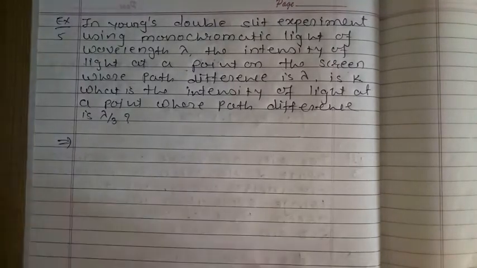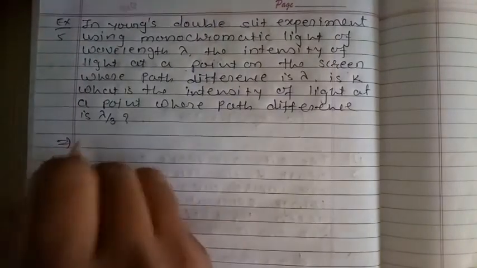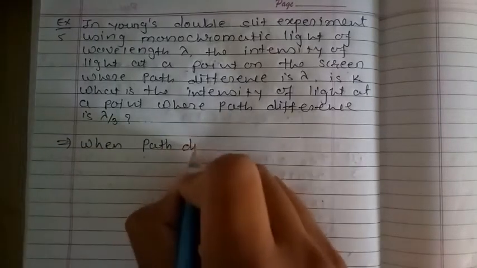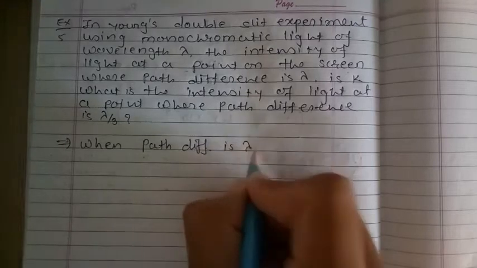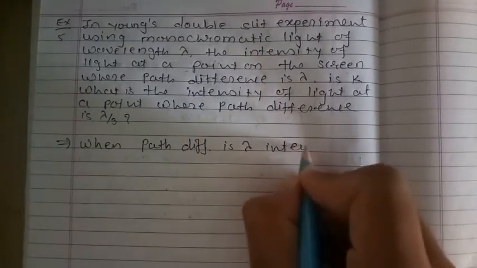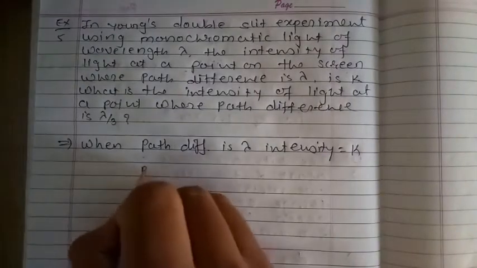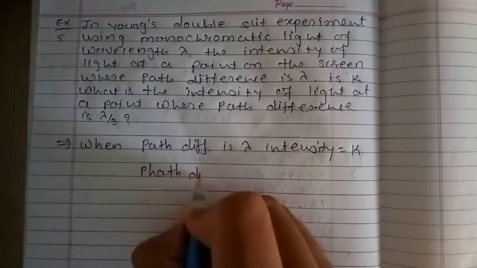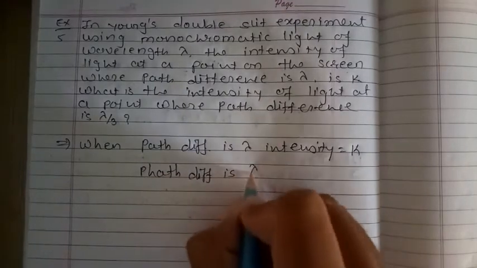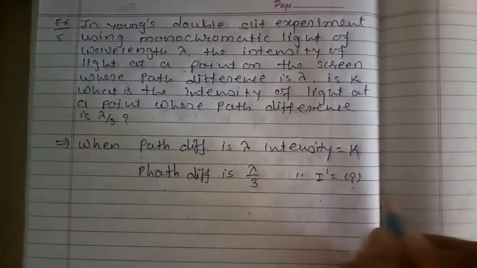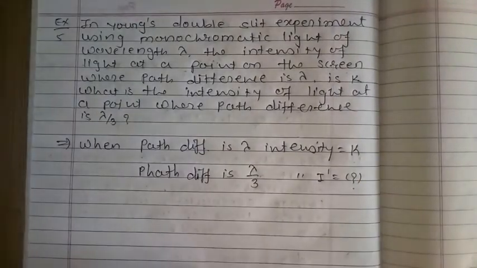Now we know that when path difference is lambda, intensity is equal to K, and when path difference is lambda by 3, we have to find the intensity. Suppose we denote the intensity at path difference lambda by 3 as I dash.